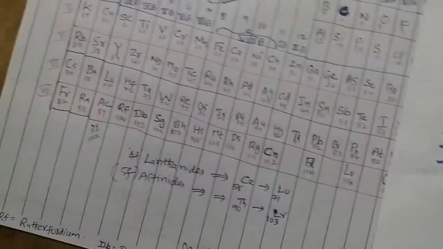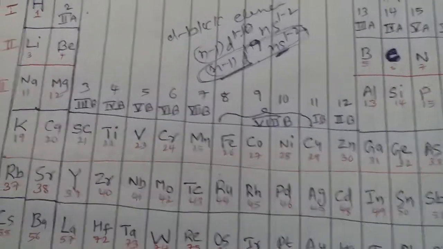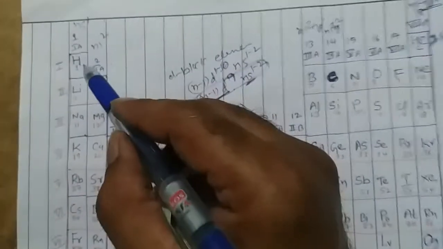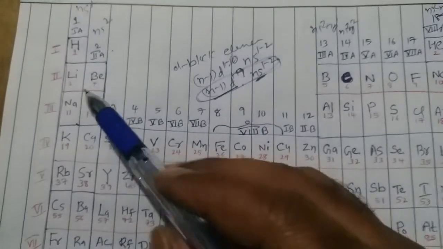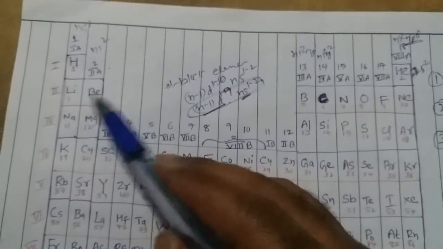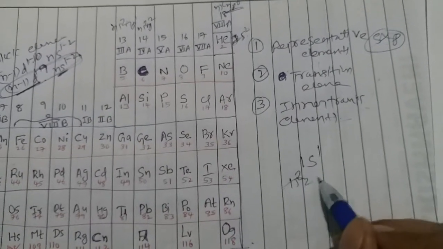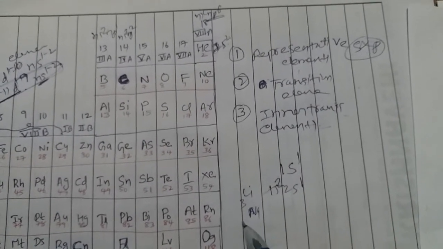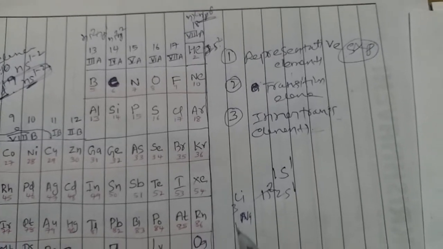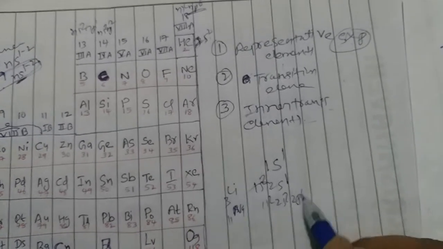Coming to the periodic table, if we study according to groups, this is the first group, which is called the alkali metal group. In this alkali metal group, the hydrogen electron configuration is 1s1, lithium electron configuration is 1s2 2s1, sodium electron configuration is 1s2 2s2 2p6 3s1.